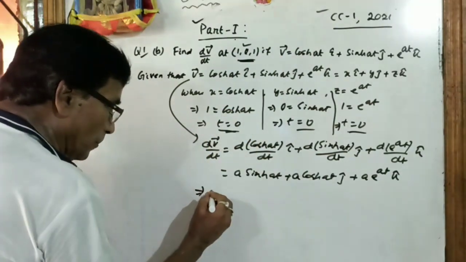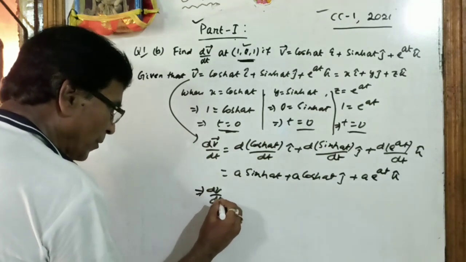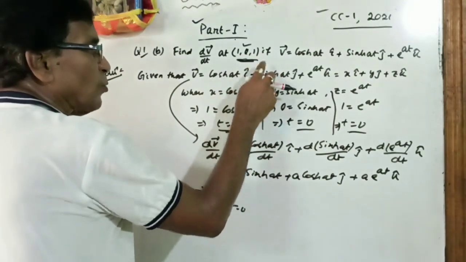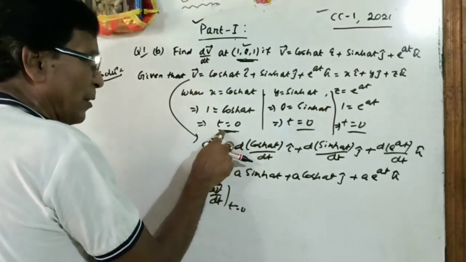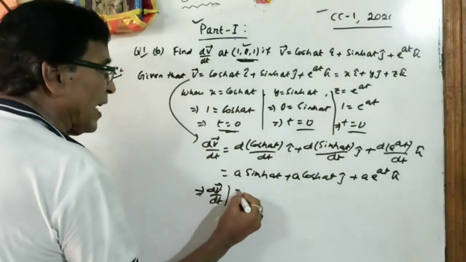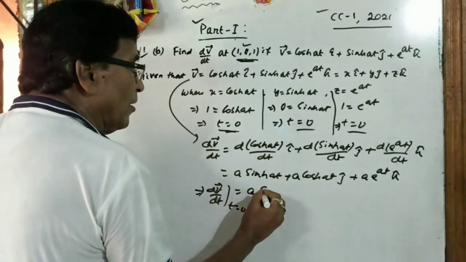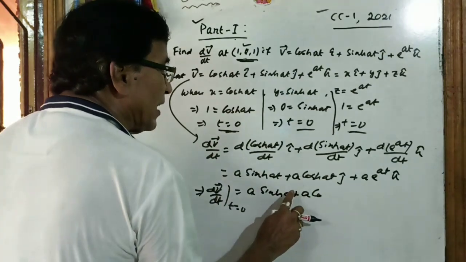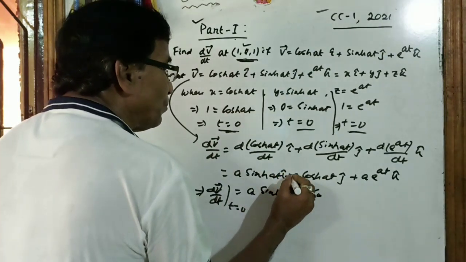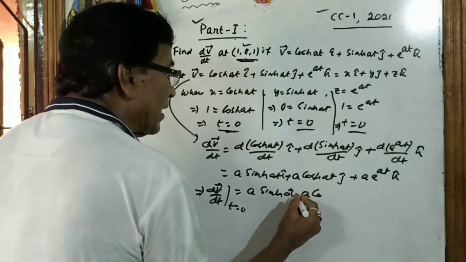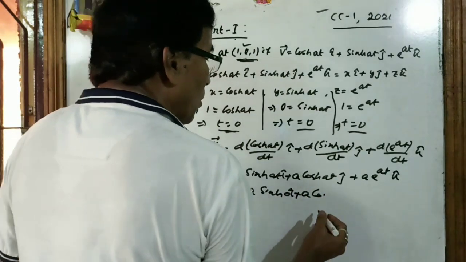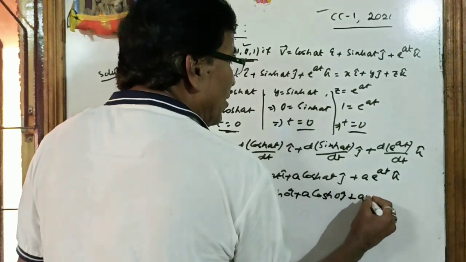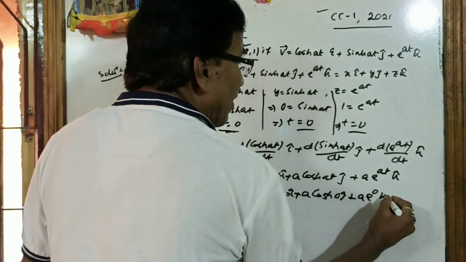So finally we will find dv by dt for t is equal to 0, because the Cartesian coordinates 1, 0, 1 correspond to the parameter t is equal to 0. So dv by dt at t is equal to 0 is equal to a into sin hyperbolic 0 into i cap, plus a into cos hyperbolic 0 into j cap, plus a into e to the power 0 into k cap.